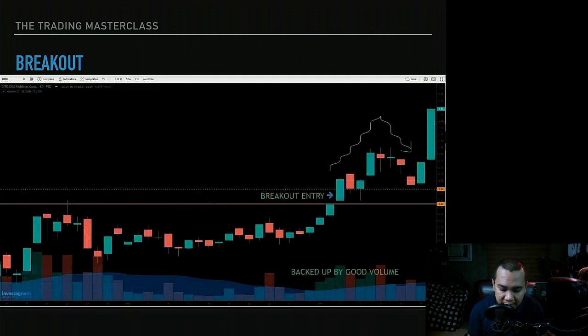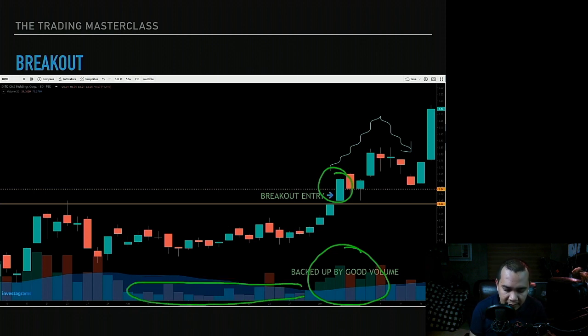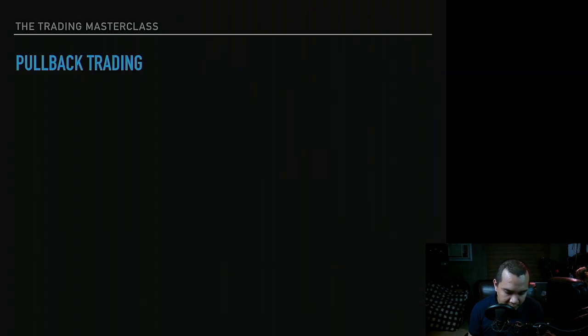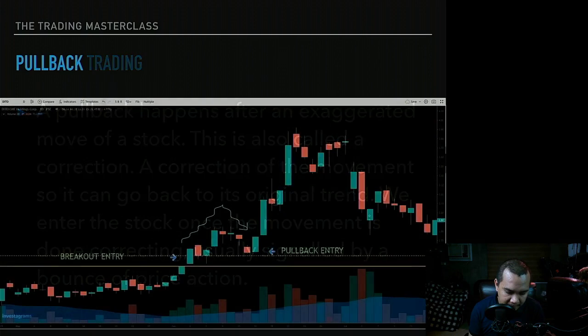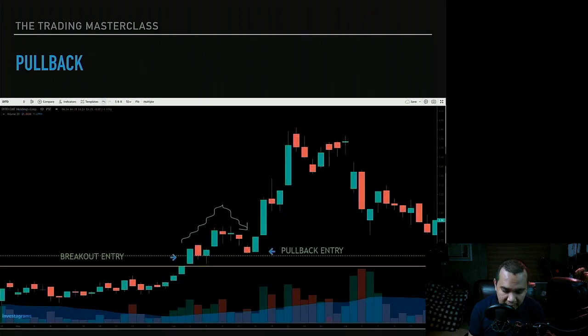Another example is this breakout right here. This is the breakout entry. Look at the volume during that breakout. This volume is significantly good, a big spike compared to the volume of the other days. So a breakout has to be backed up by good volume to be considered good. All right, so going back to pullback trading, this is your pullback entry.